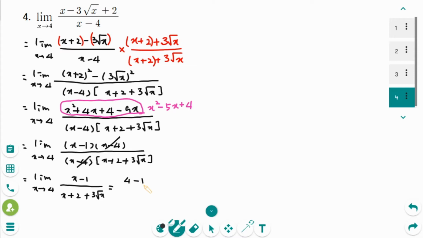So 4 minus 1 over 4 plus 2 plus 3 square root of 4 is 3 over 6 plus, square root of 4 means 2, so 2 times 3, which is 6. So 3 over 12. So the answer is 1 over 4.